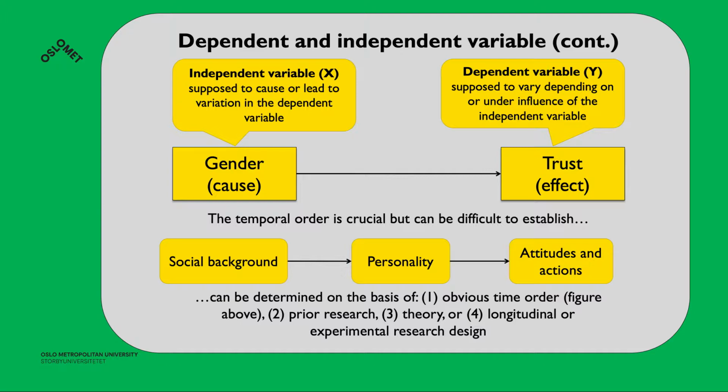But whether social background creates a certain personality which then affects your attitudes and actions, that's not so obvious. One might discuss whether it's actually personality that affects your social background, or maybe it's attitudes. There might be many. There it's really much harder to determine the temporal order of these variables. So you can use obvious time order, or prior research and theory, or longitudinal or experimental research design. But you always have to make the argument that the cause comes before the effect in time, and that might seem a bit obvious, but it's really important to keep that in mind.